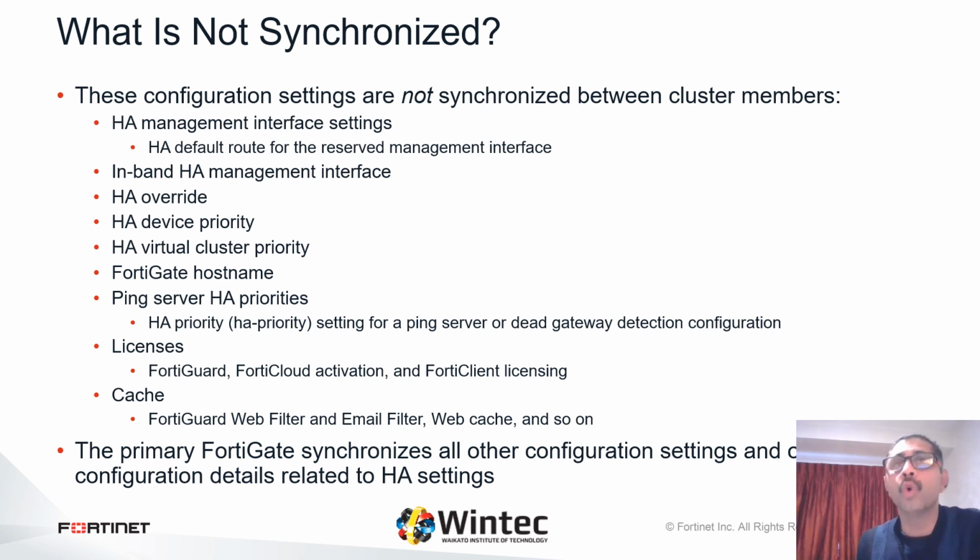The high availability overrides are not synchronized. The high availability device priority, the virtual cluster priority, and the FortiGate host name are not synchronized. The high availability priority setting for a ping server or a dead gateway detection configuration is not synchronized. Licenses and caches are also not synchronized. The primary FortiGate synchronizes all other configuration settings, including other configurations related to the HA settings.